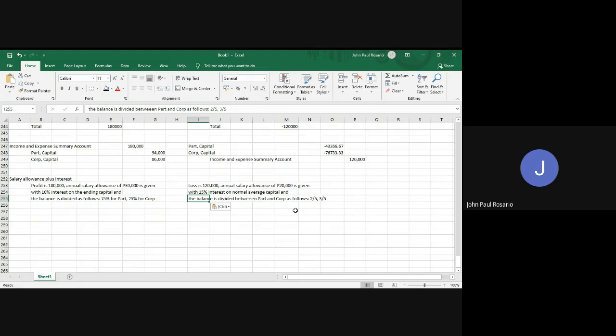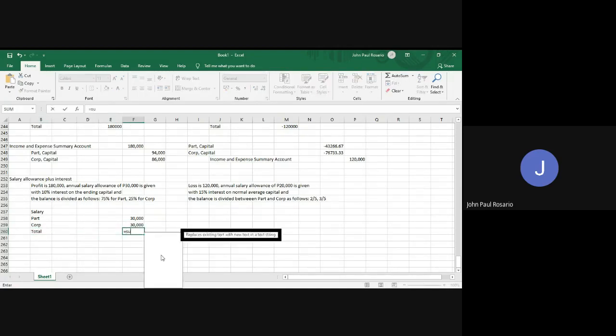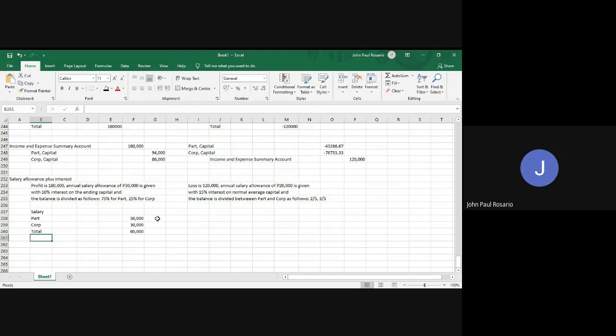Okay, sige. So first, we have to compute for the salary. Part and Corp, each is 30,000. So total is 60,000.